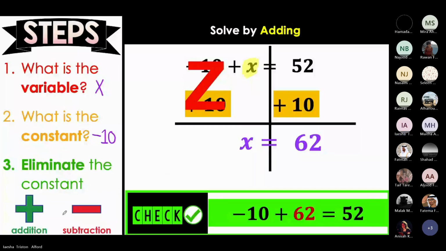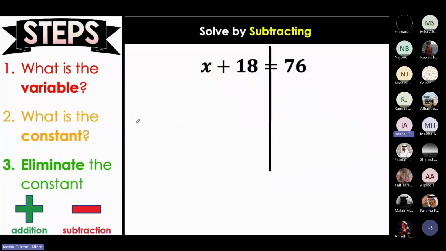Another. Put the line. What's the variable? X. Focus here on the x. So the variable is x. What is your constant? Positive 18. How do you know it's positive 18? Because it's with the variable. Good. Same side as the variable.